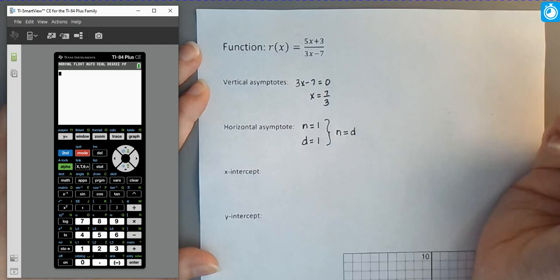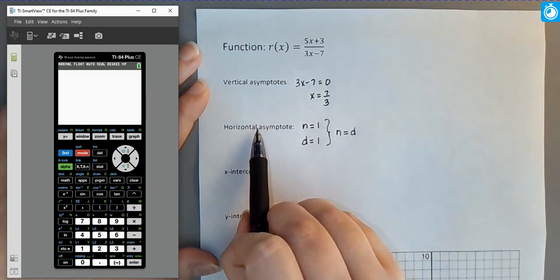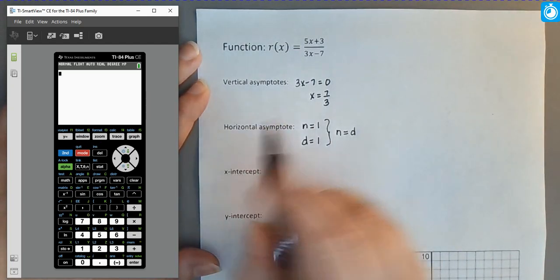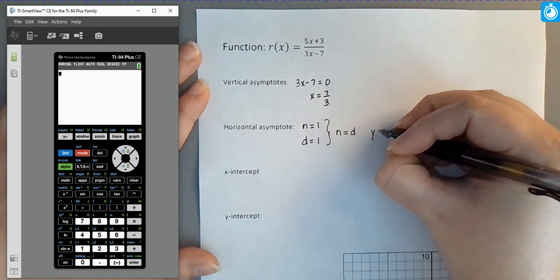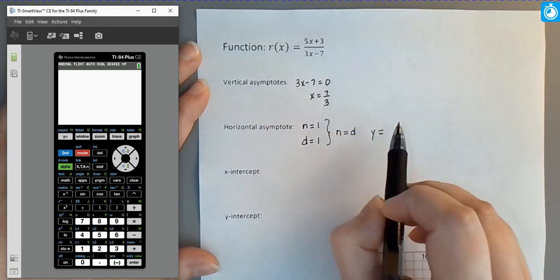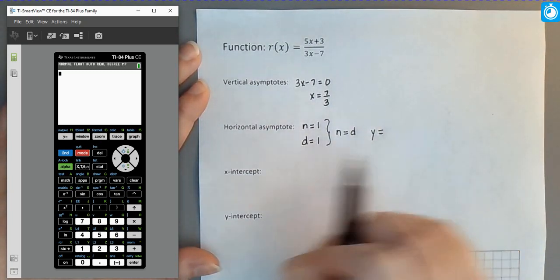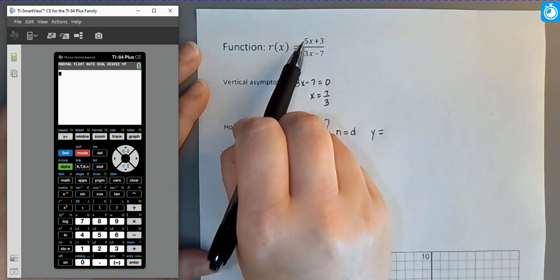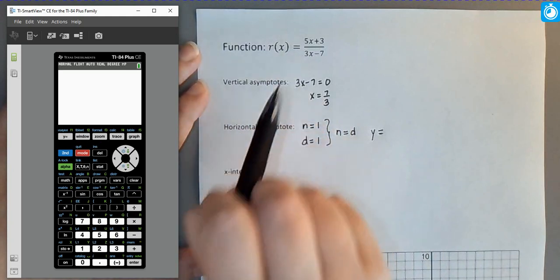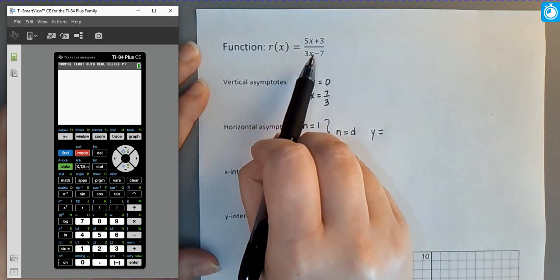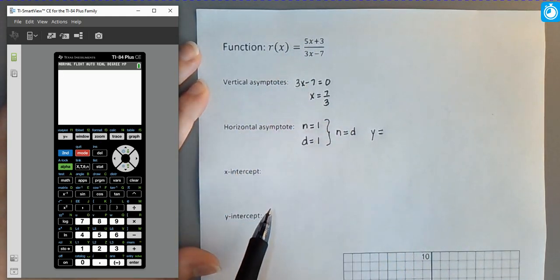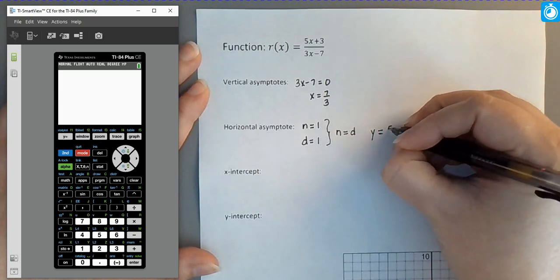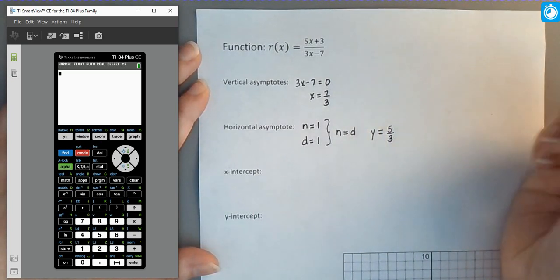And if you remember, if that's the case, then we do have a horizontal asymptote, and specifically, it's going to be of the form y is equal to a constant, in order to have a horizontal line. The constant specifically is going to be the ratio of the leading coefficients, those coefficients associated with the term from which we found the degree. So in that case, our horizontal asymptote is going to be located at y equals 5/3.